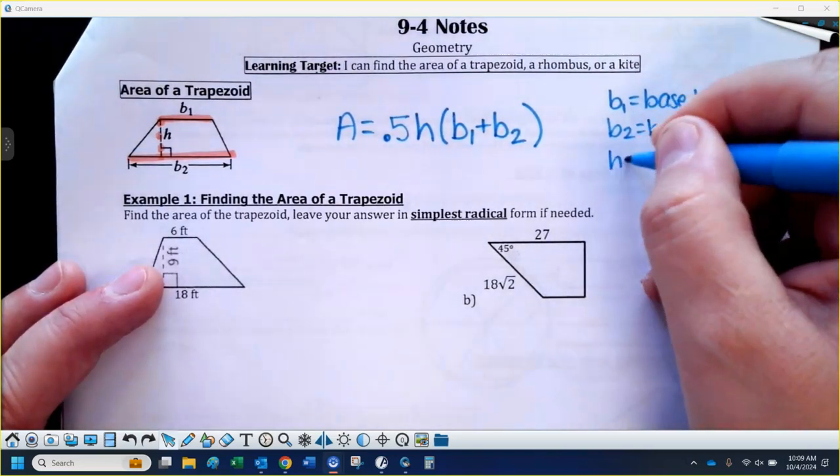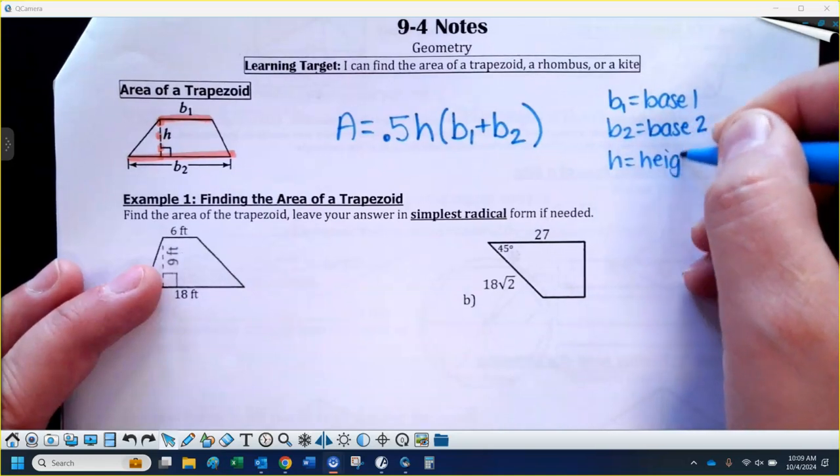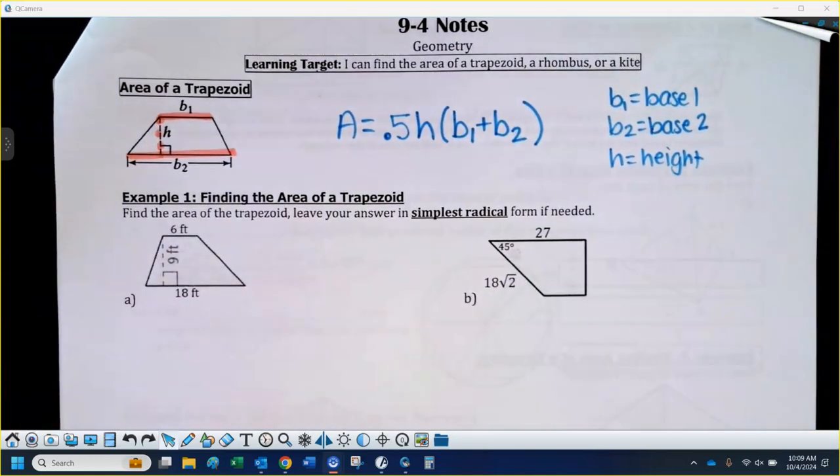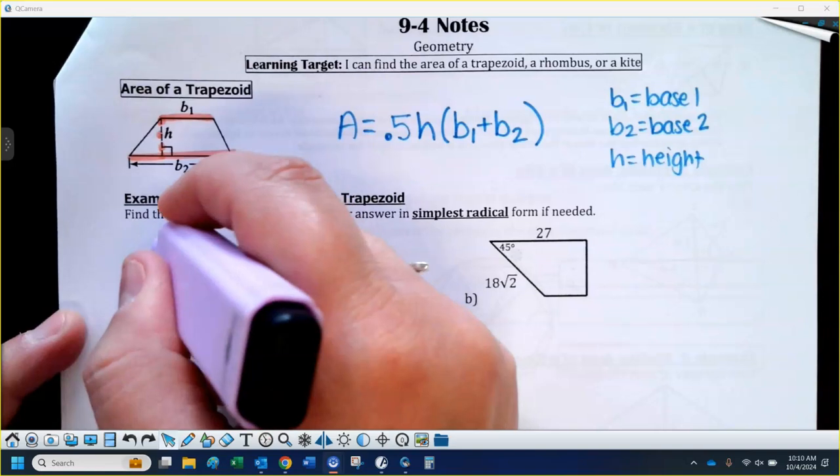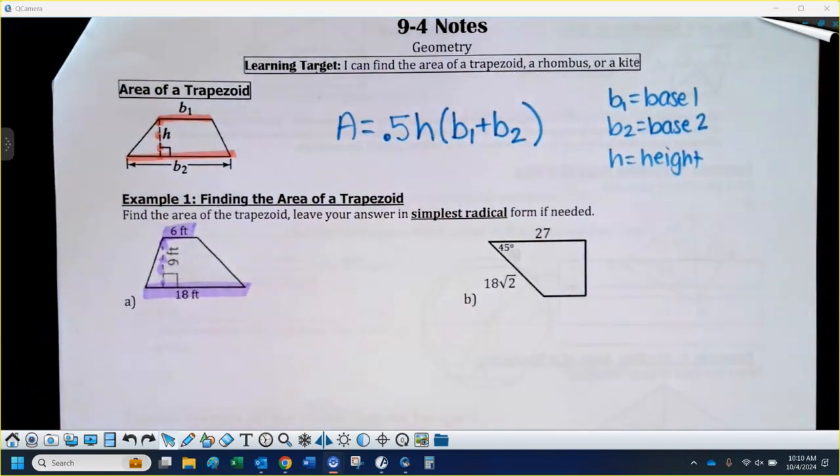And then H is the height, or sometimes they'll call that the altitude, but most of the time I see it called the height. Okay, so you have to find 3 things to find the area of the trapezoid: the 2 bases and the height. So we're just going to grab that very first example. The bases should be parallel to each other, and you should be looking for a 90-degree angle to find the height. If I look at this diagram, there's my 2 bases, and inside the figure there is the height.